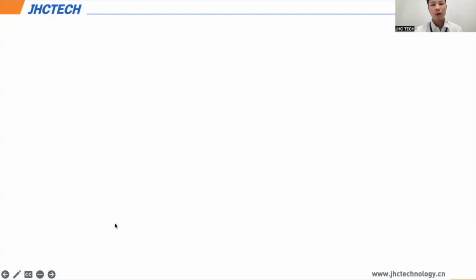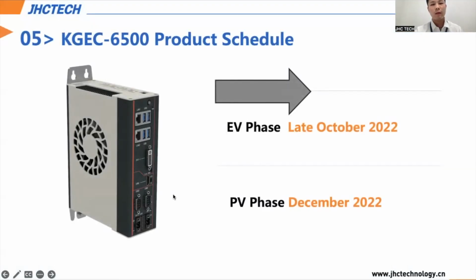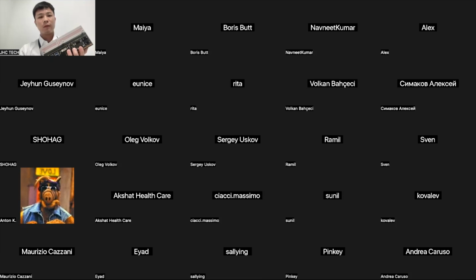Okay, before I introduce the next product, I want to show you the new product. It's KGEC, this is the KGEC-6500. First is the power supply, and there are two serial ports, one HDMI, one DVI, two network ports, and four USB 3.